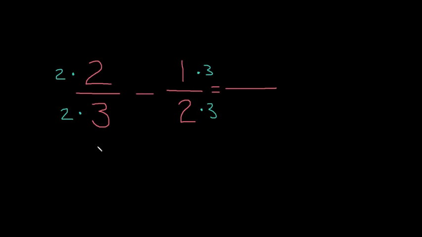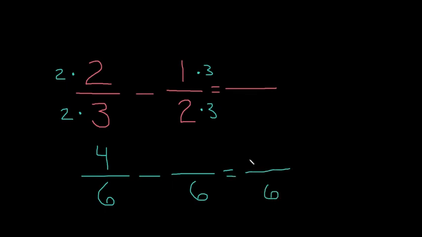So 2 times 2 is 4. 2 times 3 is 6. Minus 2 times 3. It better be 6. That's the whole reason we did it, to get the same denominator. So I'm just going to carry that over. And 1 times 3 is 3. And then it's just 4 minus 3 is 1. So 2/3 minus 1/2 equals 1/6.